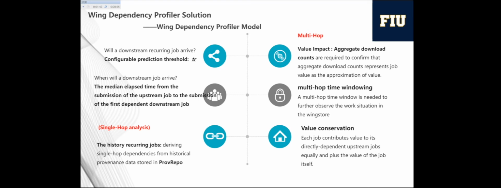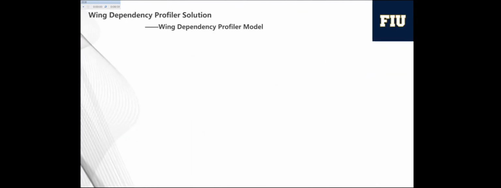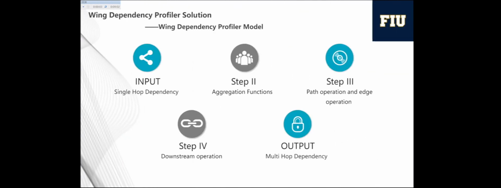So therefore, on the basis of this dependency, the author proposed 5 simulation functions that regard inter-job as a directed graph and for weight calculation. We use a single hop dependency as an input, then use the aggregation function, path operation and edge operation, then use the downstream operation. So they got a multi-hop dependency function.